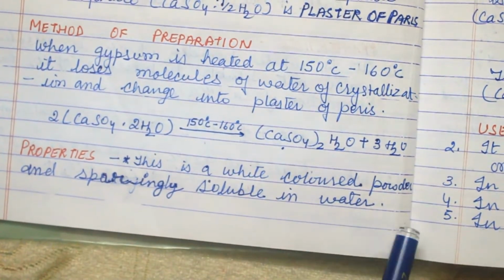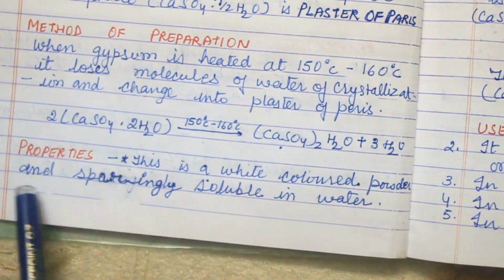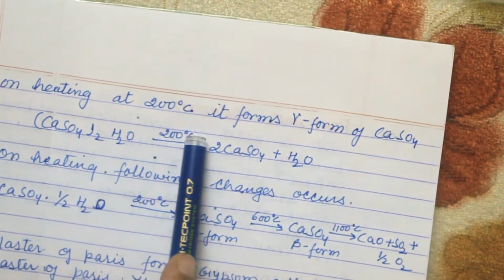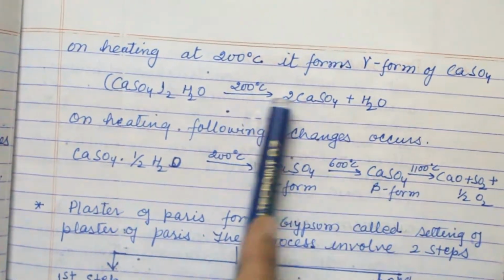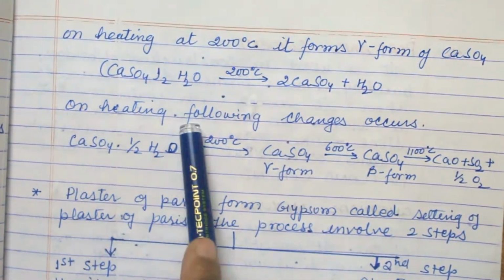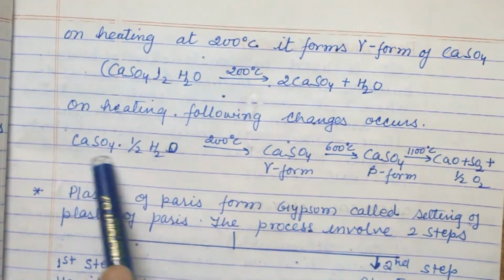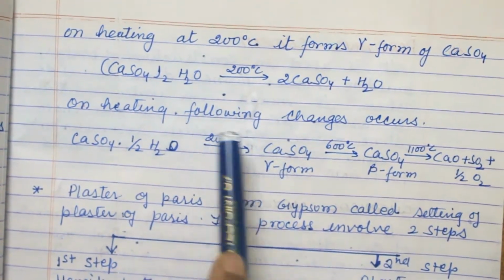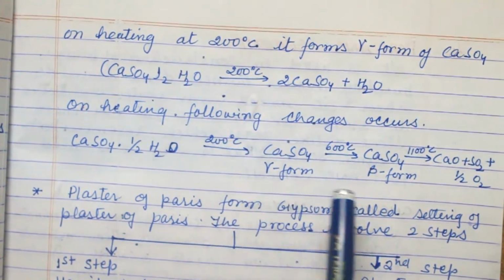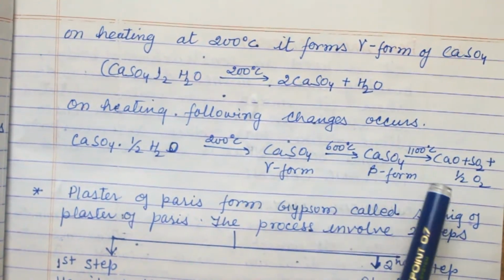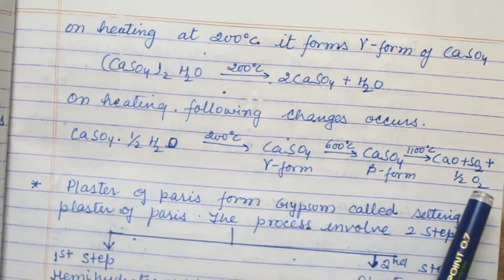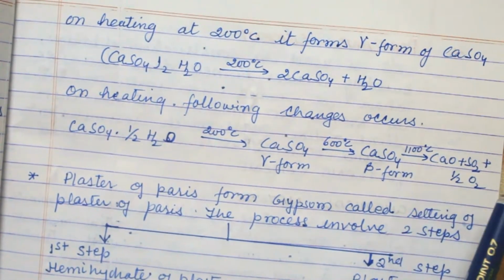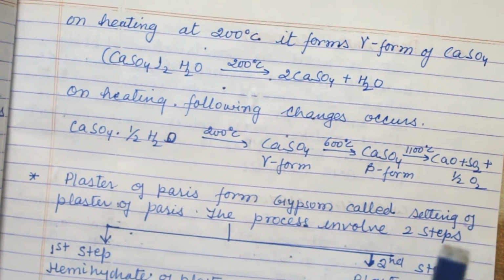Properties: it is a white powder and is sparingly soluble in water. On heating at 200 degrees centigrade, it forms the gamma form of calcium sulfate. On heating, the following changes occur. Firstly, at 200 degrees centigrade, this is the gamma form of calcium sulfate. At 600 degrees, it is the beta form. Then at 1100 degrees, it forms quicklime with SO2 and half a molecule of oxygen.